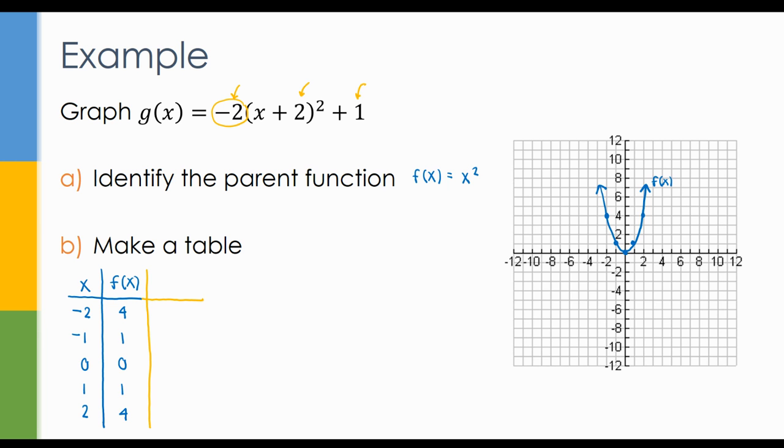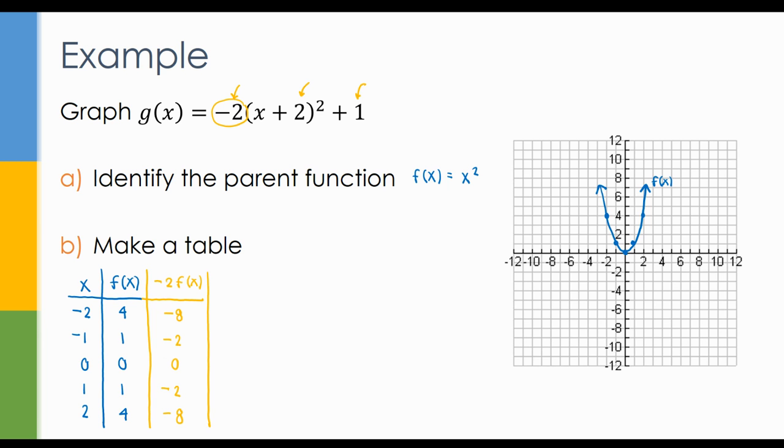And because that is happening outside of my squared parentheses, I know that it's going to be affecting the f of x column. So I really want to take negative 2 and multiply that by the f of x column. So 4 times negative 2 is negative 8. 1 times negative 2 is negative 2. 0 times anything is 0. 1 times negative 2 is negative 2. 4 times negative 2 is negative 8.